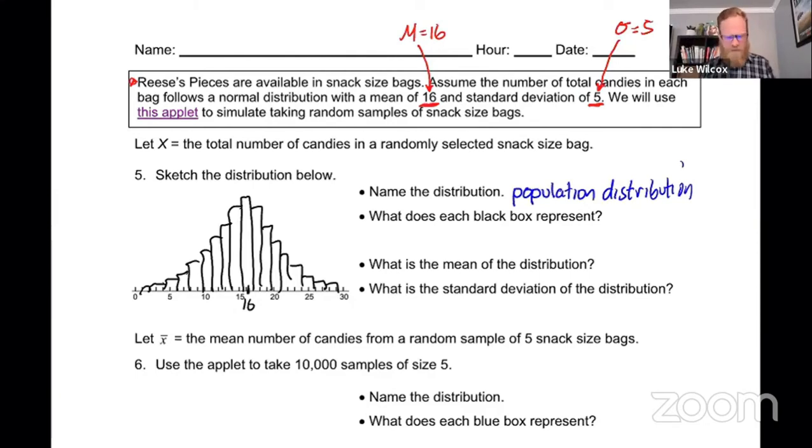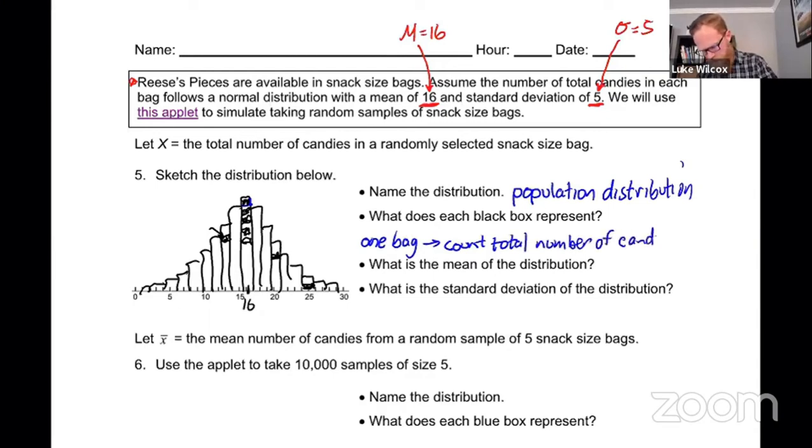Now, what does each black box represent? Well, you can't really see it in the applet, but there's really a bunch of black boxes stacked on top of each other here. And the idea is that, say, this black box right here represents one snack size bag of Reese's Pieces with maybe 14 total candies in it. And this one has 20 candies in it, and this one has 25 candies in it. So we're going to say that each black box represents one snack size bag, and what we're going to do is count the total number of candies.